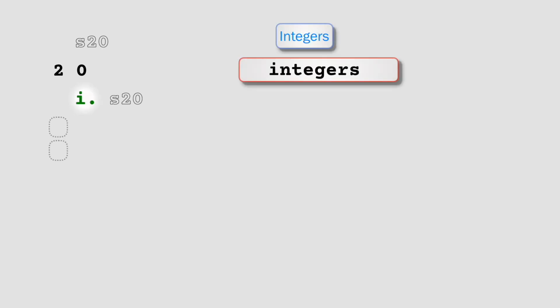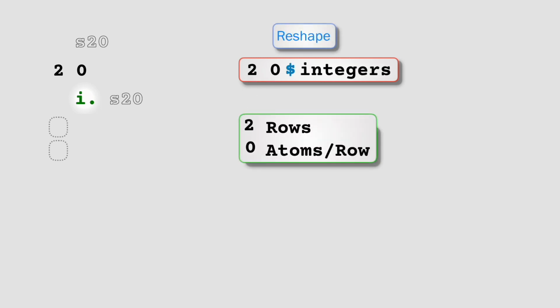Moving on to an argument of 2, 0, we once again start with integers, although no integers are required because of the 0 in the argument. Then we reshape them according to the 2, 0 argument, giving 2 rows of 0 atoms per row. And this is shown as 2 blank lines in the J interactive environment.